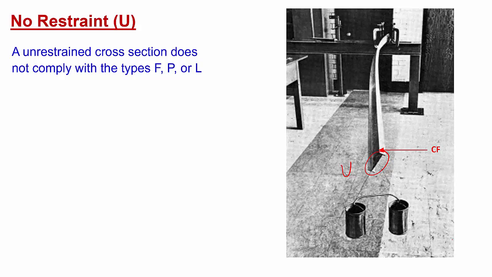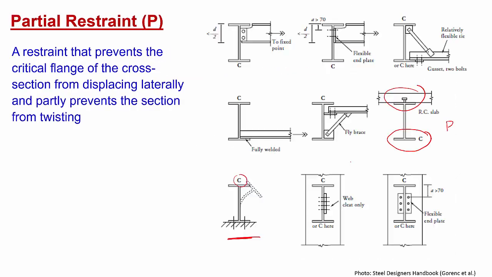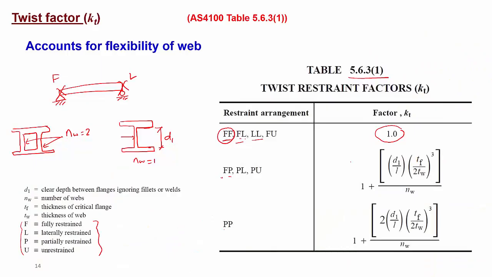Good. So as we know all these F, P, L, and U conditions, and we find out what the condition for your beam is, then we can find the KT factors by going back into this equation here. So once we know what your end condition is, we use that to find the KT factor from these equations.